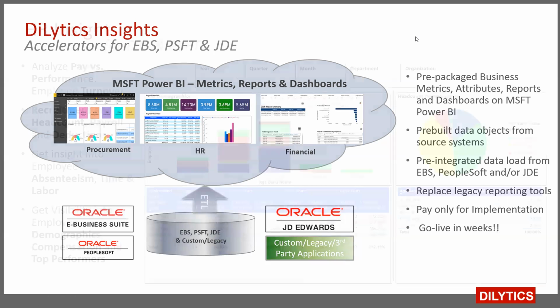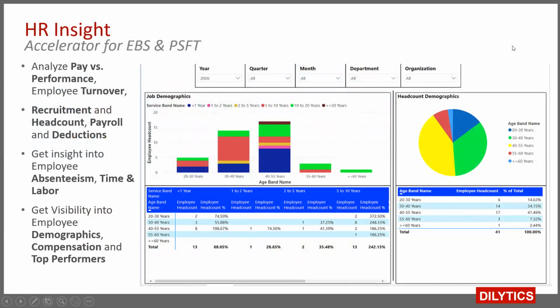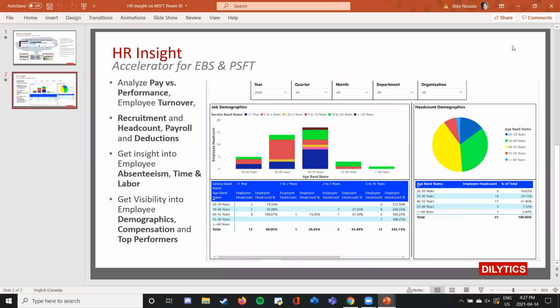With Human Resource Insight, users are able to analyze pay versus performance, employee turnover, recruitment and headcount, as well as payroll and deductions. They're also able to get insight into employee absenteeism, time and labor. Finally, users are able to get visibility into employee demographics, compensation, and top performers. Now, let's take a look at the solution on Power BI.